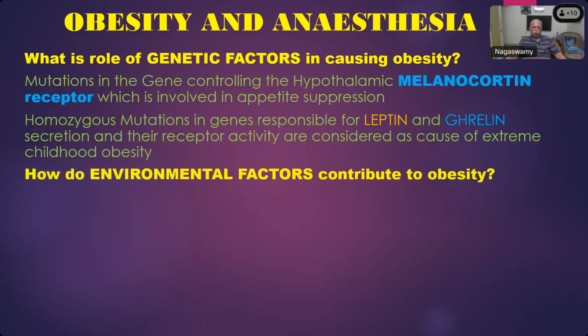So these are the two reasons: the mutations in the gene controlling the melanocortin receptor, and homozygous mutations of both leptin and ghrelin secretion and their receptor activity are considered as the cause. This is the reason for childhood obesity also.